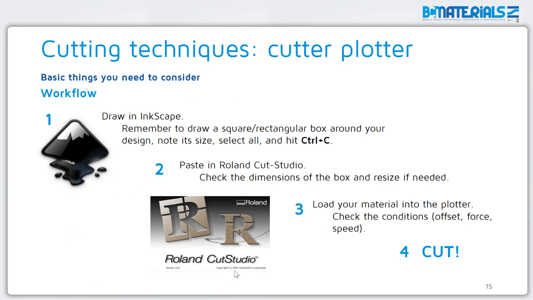So the way we found that works best is by drawing in Inkscape. Then once you have your structures, you draw a frame around them. Make sure you remember what the size of that frame is, and then you hit Control-C. So basically you copy the whole thing and then open Cut Studio and paste. Then check the dimensions, and normally it should be okay, but sometimes you need to resize the set. And then after that, you just pick your conditions, you configure the plotter, and you're good to go.